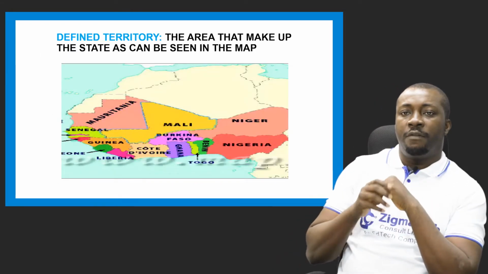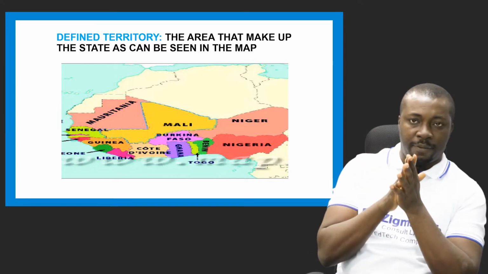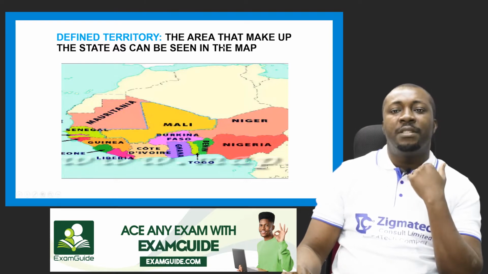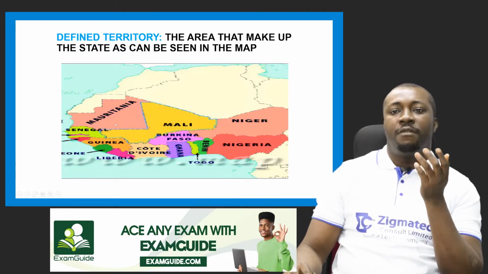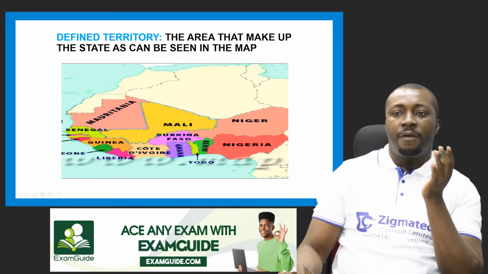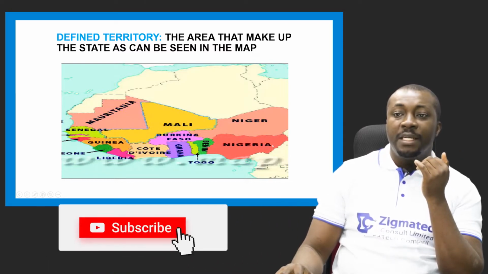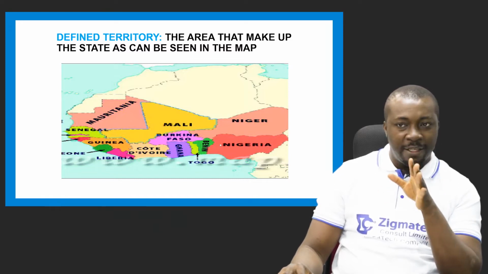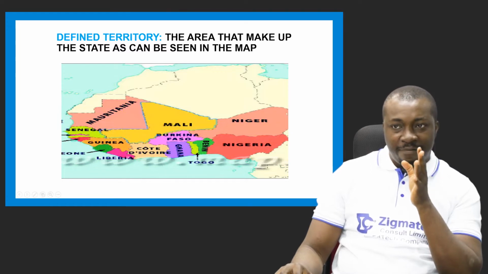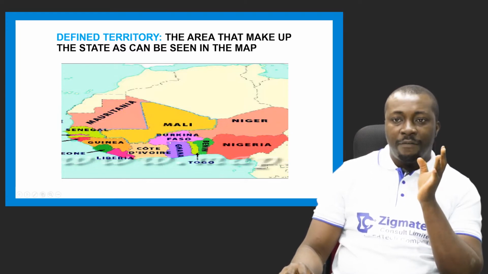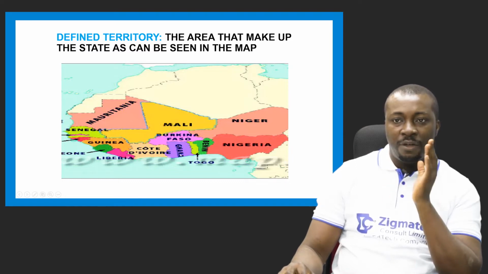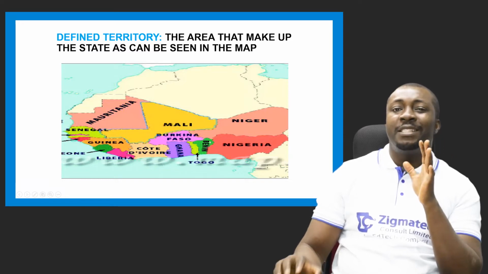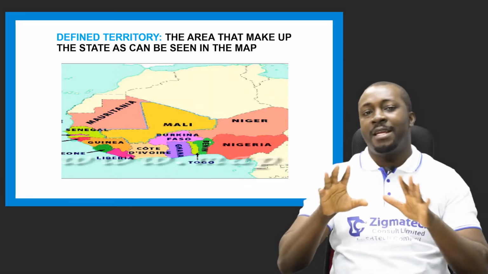Now, another feature of the state is defined territory. This is the area that makes up the state, as can be seen in the map. If you look at this map of West Africa, you can see Nigeria. This is the area that makes up Nigeria. It's the defined territory of Nigeria. This is Niger. The defined territory of Niger is this. This is Burkina Faso, the defined territory of Burkina Faso. This is Ghana. This is the defined territory of Ghana. So every state is located in a defined area.